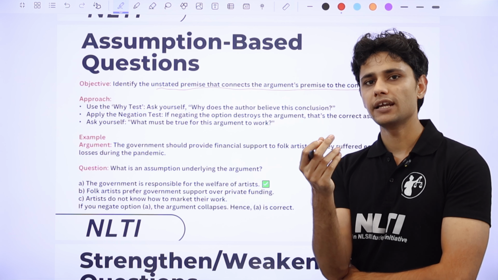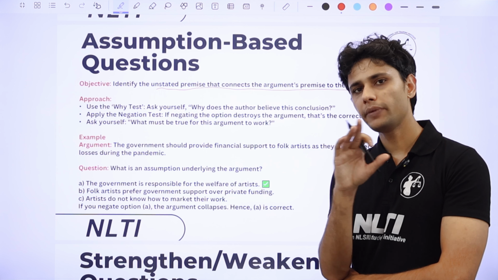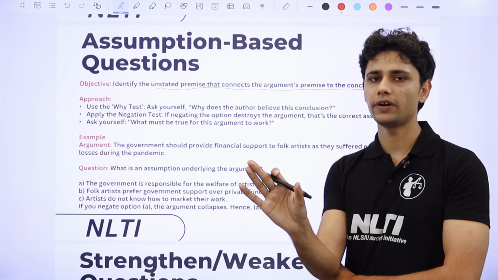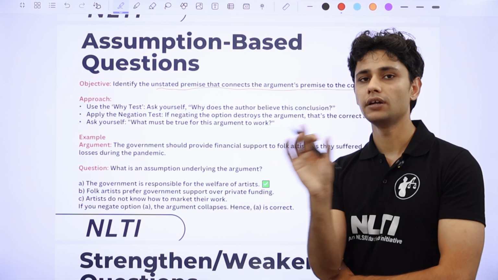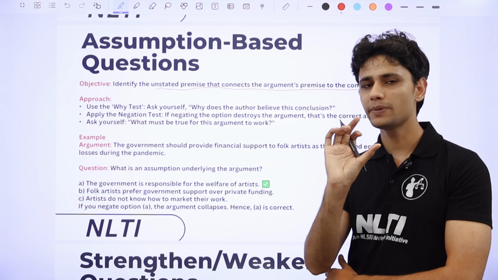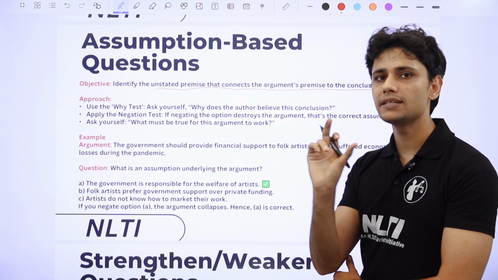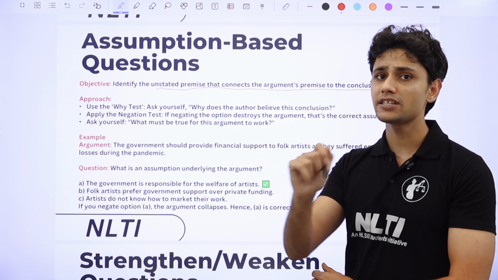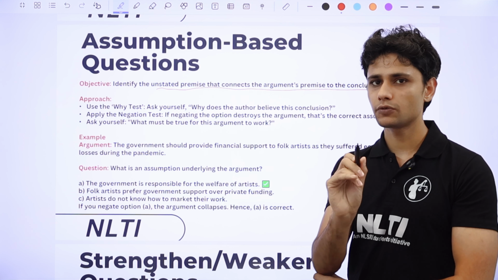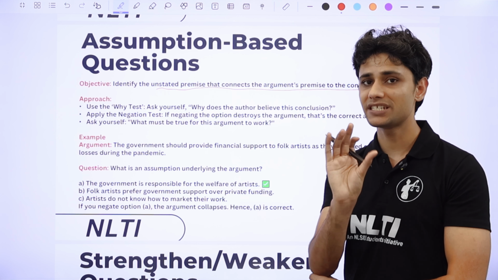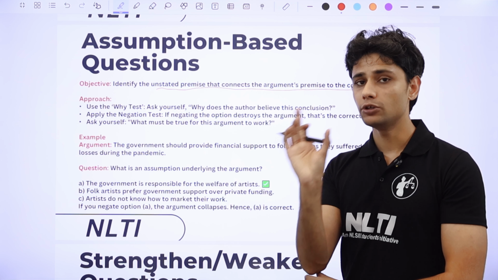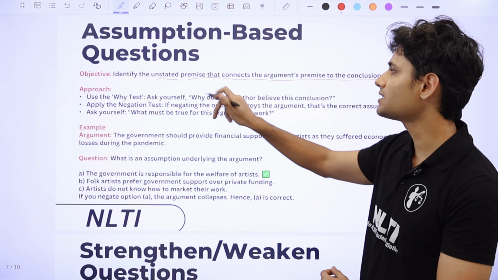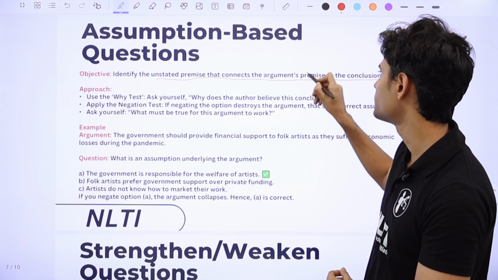Now you will ask yourself that to reach that conclusion, the author made a certain premise, which is the author's starting statement. In very simple words, premise means the starting point of an argument. Conclusion is the end point of an argument. In between that premise and conclusion, there must be something. That is basically an assumption. Assumption is what the author has assumed for their argument to work. The author has not stated it explicitly. That's why these questions are slightly tricky, because the author has not stated that thing in front of you. You have to gauge what is that assumption that the author has made. So basically, it is an unstated premise that connects the argument's premise to the conclusion.